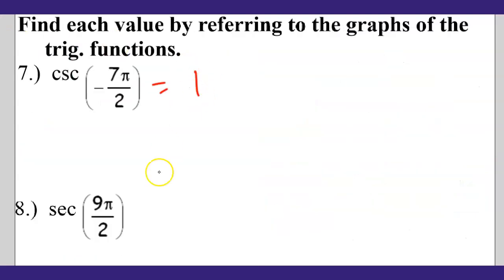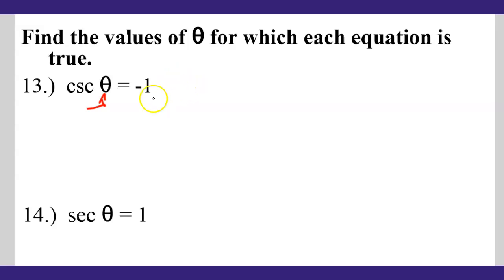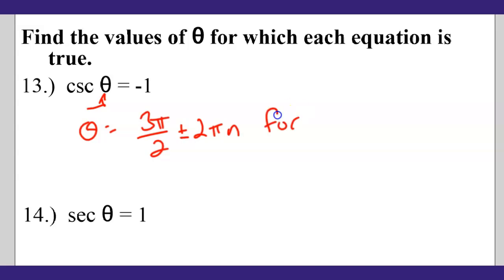I'm going to say theta equals 3 pi over 2 plus or minus 2 pi n for any integer n. And what this does is it covers every single one, in the negative direction and in the positive direction, every one that will give me an answer of -1. Now that we've done that, let's look at secant.